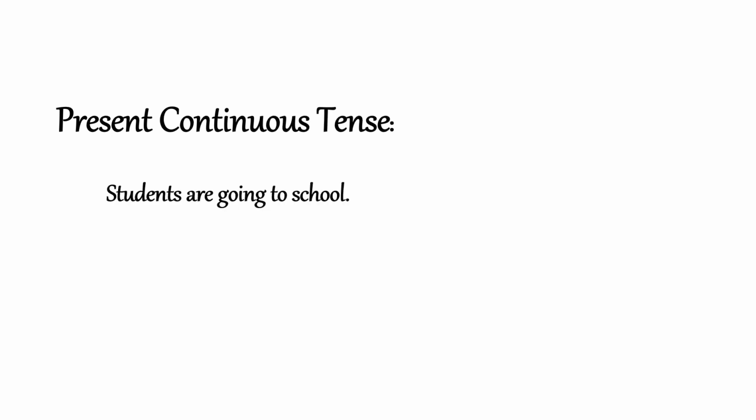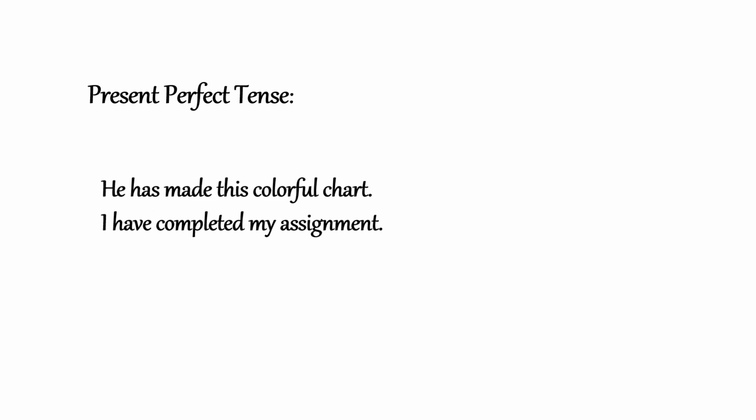We use present continuous tense to show that an action is going on at the time of speaking. Example, students are going to school. I am studying in a high school. Present perfect tense is used to indicate the action that has taken place at some specific time, and an action that was completed in the very recent past. Example, he has made this colorful chart. I have completed my assignment.